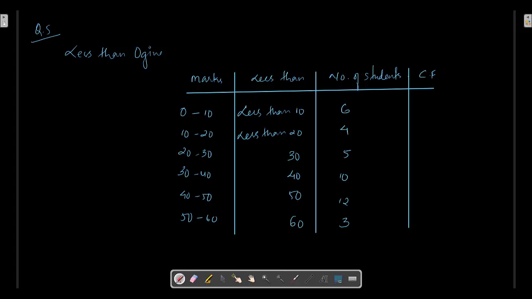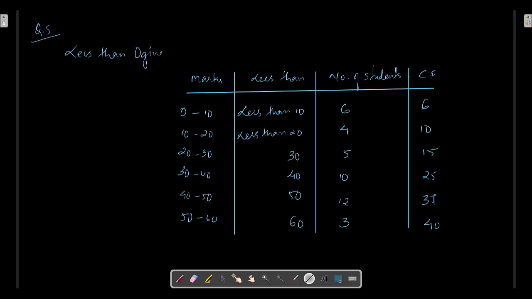As mentioned in the beginning, in archive we have to calculate cumulative frequency. So you have to add up the cumulative frequency. On less than basis, you start adding up from here. The first one, as it is, we write 6. After that, 6 plus 4 is 10. 10 plus 5 is 15. 15 plus 10 is 25. 25 plus 12 is 37. And 37 plus 3 is 40. So this is our less than cumulative frequency.